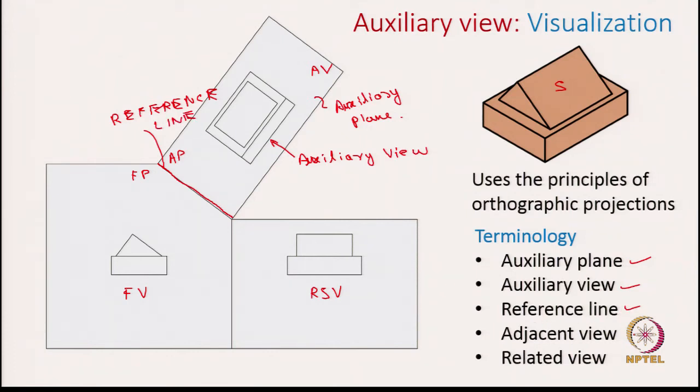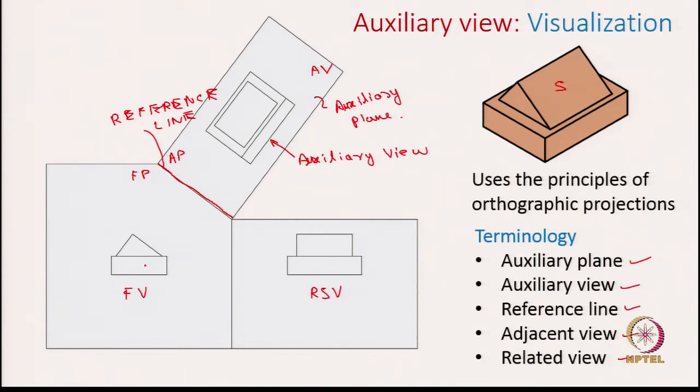And finally, the important point to note are the adjacent views and the related views. Adjacent view, as you can see, is the view which is sitting next to the view you are looking at. So, for example, for the auxiliary view, front view becomes the adjacent view from which actually you use the projector lines to help you draw the auxiliary view. But related view is a view which helps you to get the dimensions. So, in this example, if you notice, let us say we are focusing on this point. So, let us say this point is A, which I am showing it here as well as in the auxiliary view.